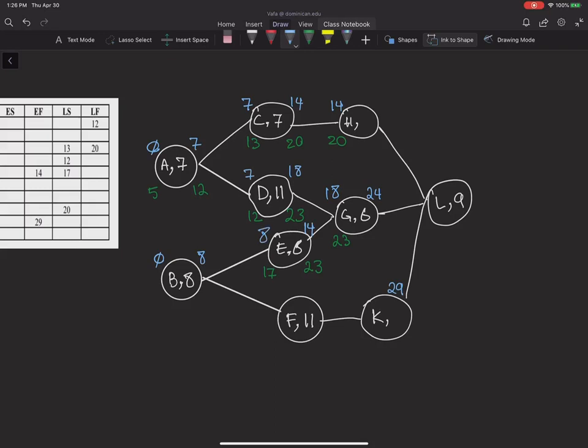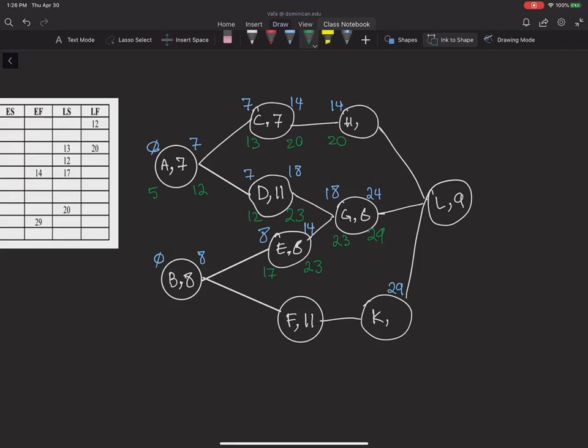Okay, now if you look at activity G, you see that I have the late start, I have the duration, so late finish should be 29. 23 plus 6, or 29 minus 6 equals 23. Now, same logic that we applied to D and G, let's take a look at G and L, okay?